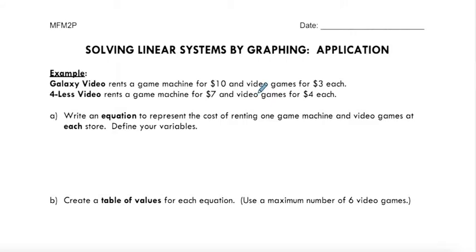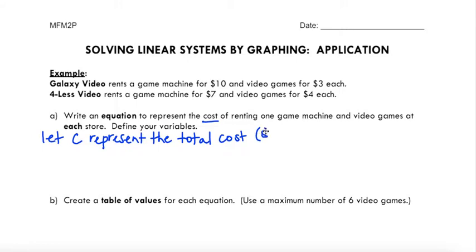So we want to come up with an equation for each of these two companies to represent the cost of renting one game machine and the video games at each store. First of all, we need to define our variables. We know that we're going to have to figure out the cost, so that's going to be one of our variables. So let C represent the total cost. Again, you could use X and Y if you want to, but just go ahead and use the letter that corresponds to what you're trying to find. That makes it easier in the long run. So let C represent the total cost.